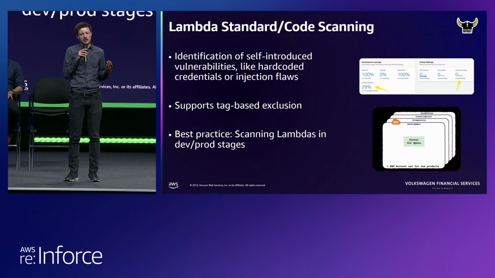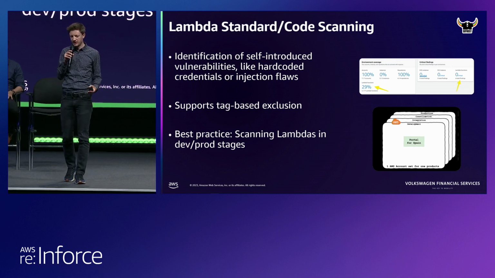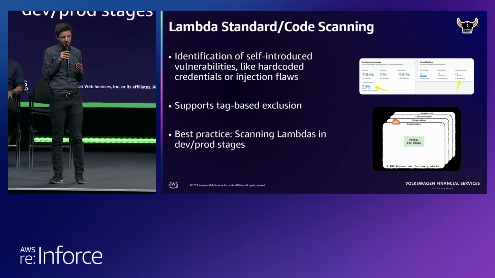The second thing is introducing Lambda standard code scanning, for the identification of self-introduced vulnerabilities. And that's an important thing, because a lot of vulnerabilities are introduced by the development teams by accident. So it has a high risk.